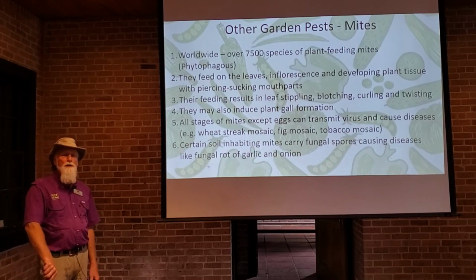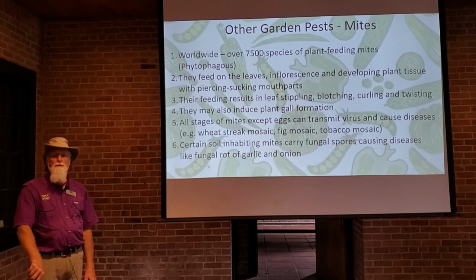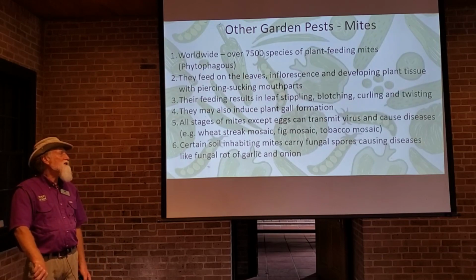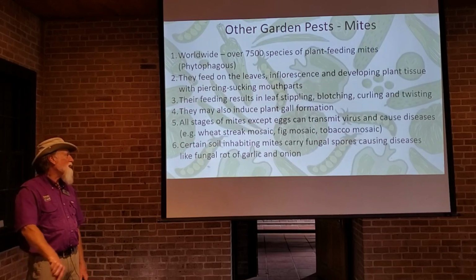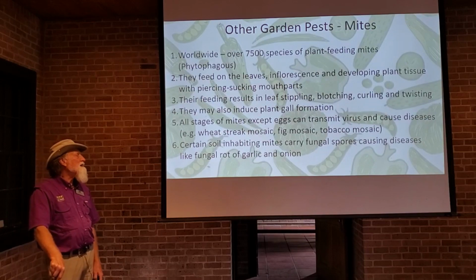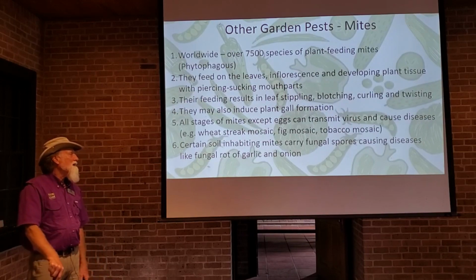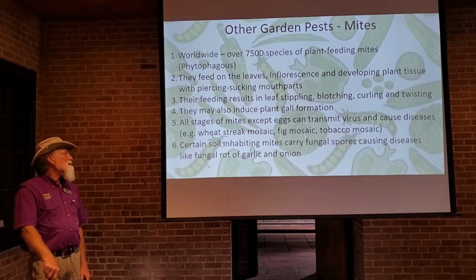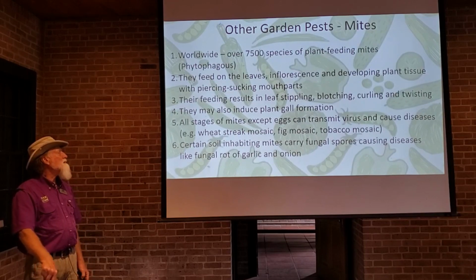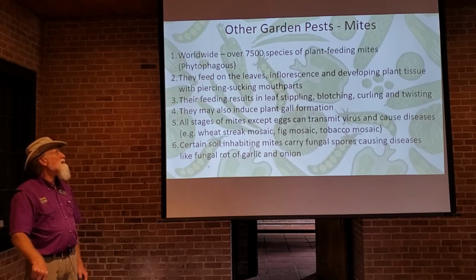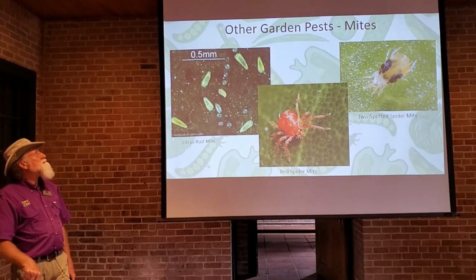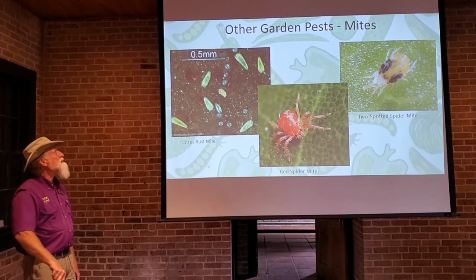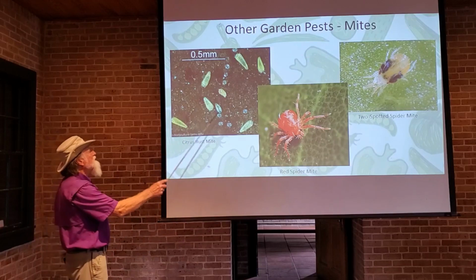And some of the soil-inhabiting mites that feed on your plants and your plant roots will actually spread fungal spores as they feed. One common disease of that is the fungal rot of garlic and onion. That is caused by the spread of fungal spores from mites feeding on the underground portions of the garlics and the onions. Here are some pictures of some of the mites. As you can see, they're very tiny.